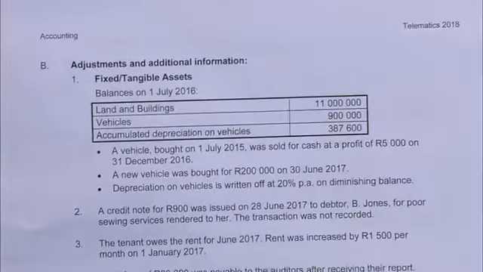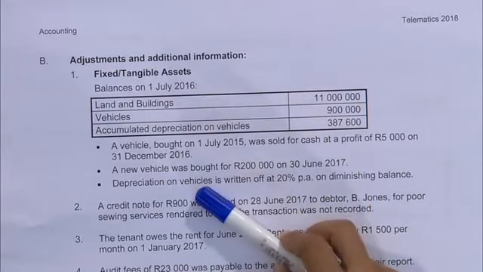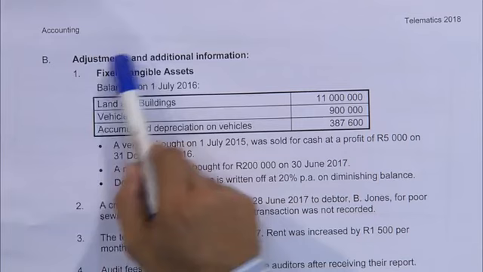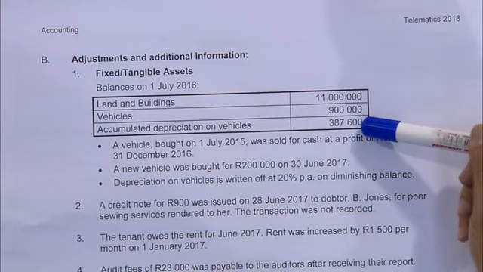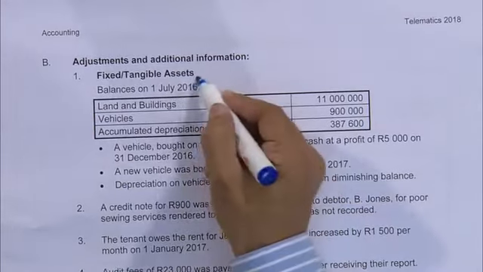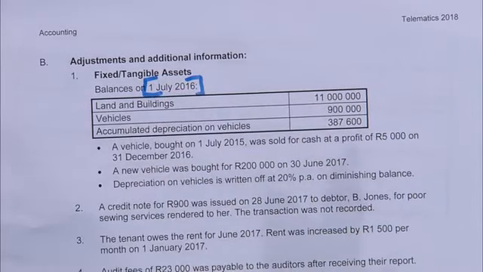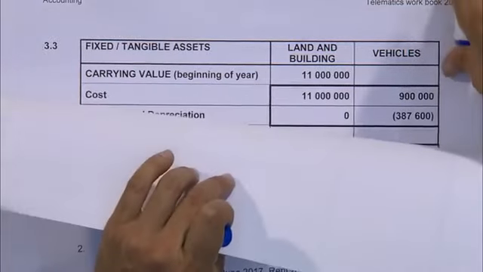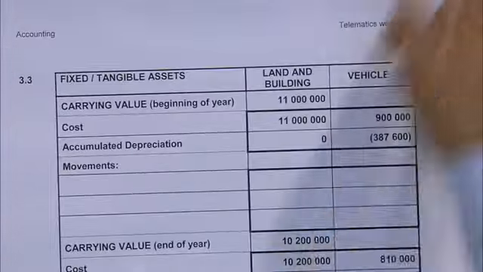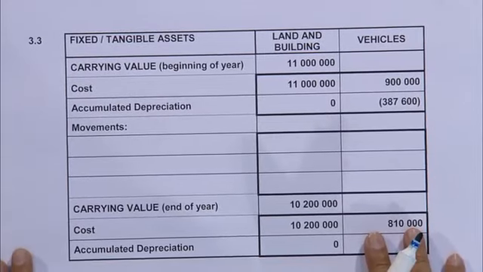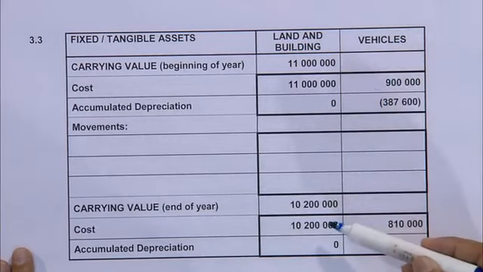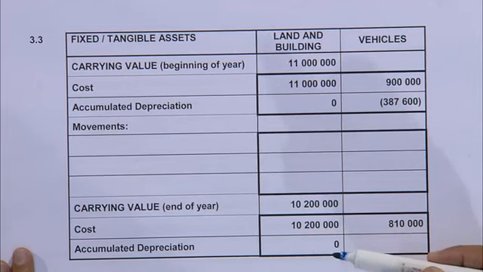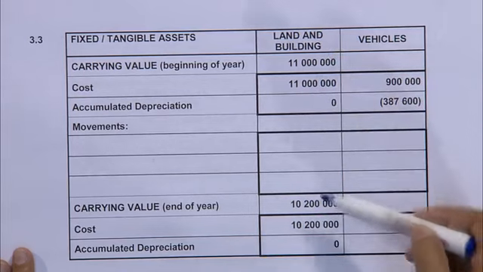Okay. So the first thing they want us to do is go to information B and find out the questions about the fixed assets or the tangible assets. They're giving us land and buildings, they're giving us vehicles, and they're giving us accumulated depreciation, all at the beginning of the financial year. Okay. So when I look at our answer book for the land and buildings, they've got land and buildings 11 million at the beginning of the year and 10,200,000 at the end of the year. Okay. So clearly you can see that the land and buildings has decreased.